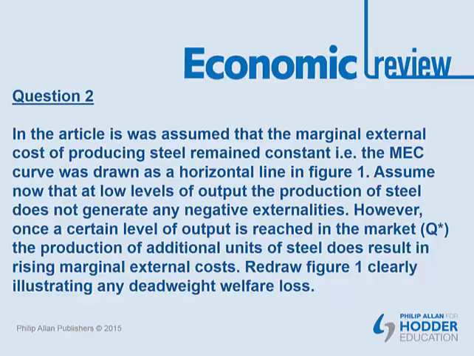Now what we want to do is change that and imagine that at low levels of output, production of steel produces no negative externalities, then once a certain output is reached, Q star, additional units of steel will produce externalities or external costs. And unlike the diagram in the article, we're going to assume that those external costs increase. So each unit of steel after Q star produces a higher external cost than the previous unit. So how would we redraw figure 1 to illustrate this new pattern of externalities?